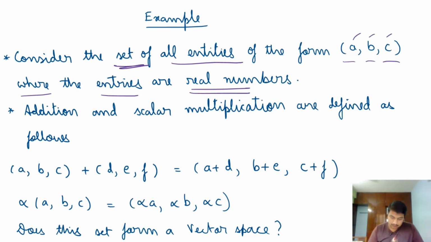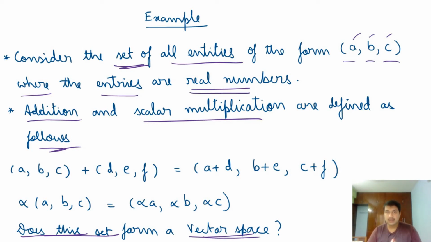Okay. So once I have done this, if I want to check whether it's a vector space or not, the first thing that I need to do is define how to add two elements of the set and how to multiply each element with a scalar, and that is what I have defined here. So addition and scalar multiplication are defined as follows. A, B, C plus D, E, F will be equal to A plus D, B plus E and C plus F, and alpha times A, B, C will be equal to alpha A, alpha B and alpha C. Okay, so now the question is, does this set form a vector space?